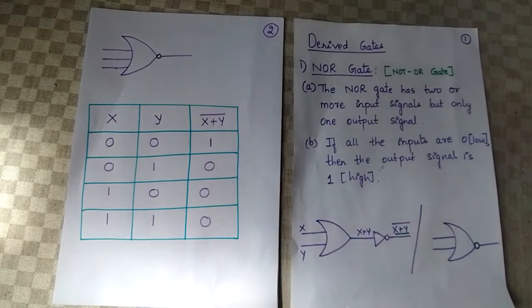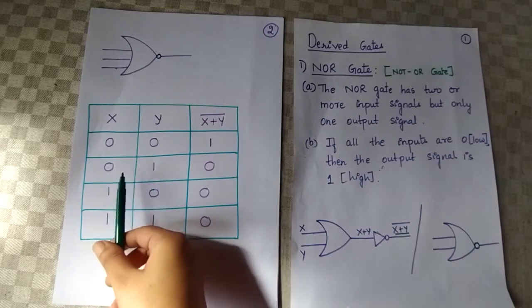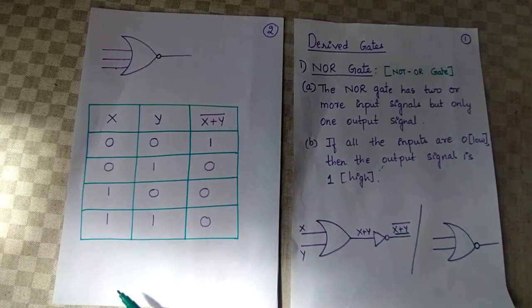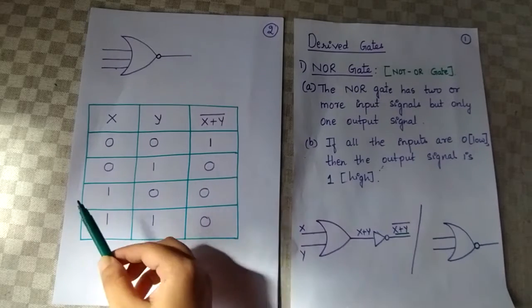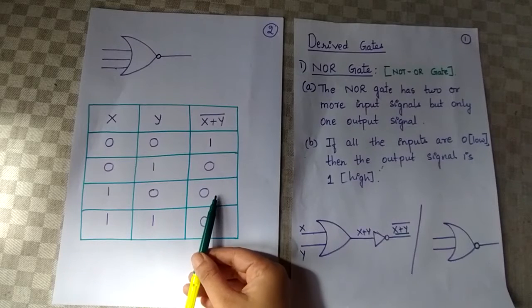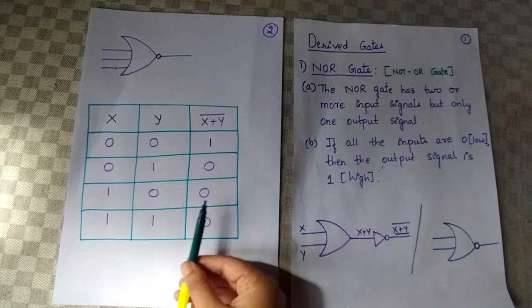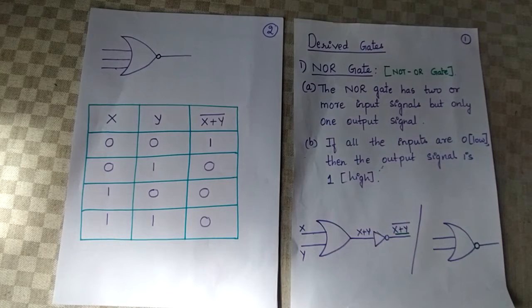Next, take the second one. 0, 1. Here both the inputs are not zeros or low. That is why it is going to produce low output. 1, 0. Again, both the inputs are not zeros, so it is going to produce the result as 0. 1, 1. Here also the inputs are not completely zeros. That is why the result is 0 here. This is how the truth table will be drawn for 2 input NOR gate.